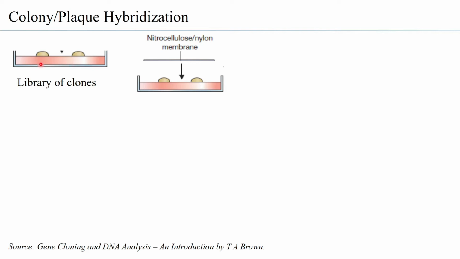Now, what is done as step one in colony hybridization is that a nitrocellulose or a nylon membrane is pressed on the surface of the plate, because of which some bacteria from the colonies will adhere to the nitrocellulose or the nylon membrane. So whatever is present in the plate is now present on the nitrocellulose membrane or the nylon membrane.